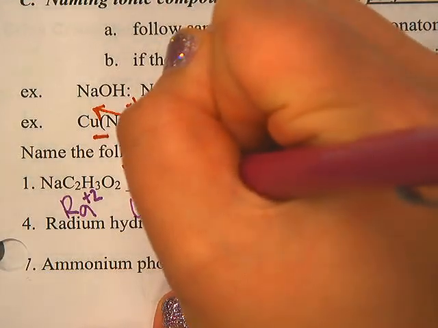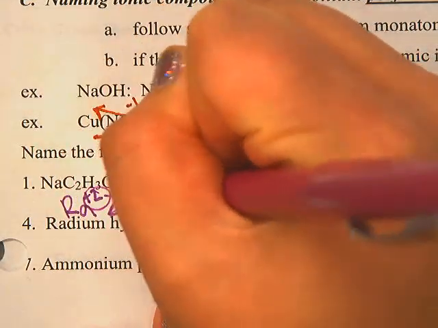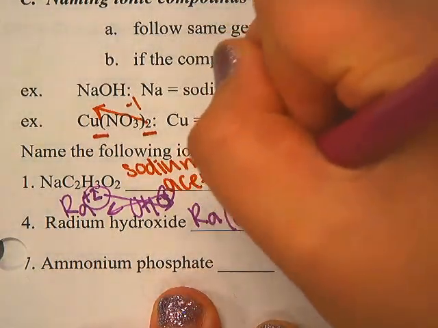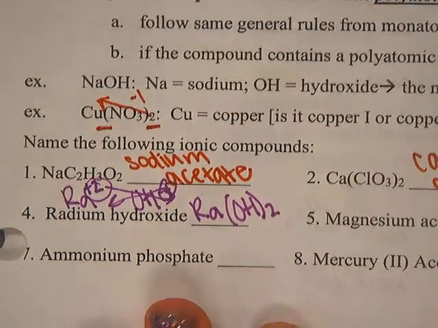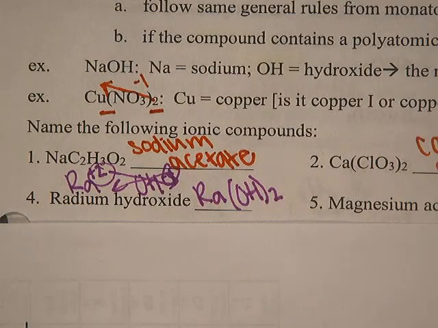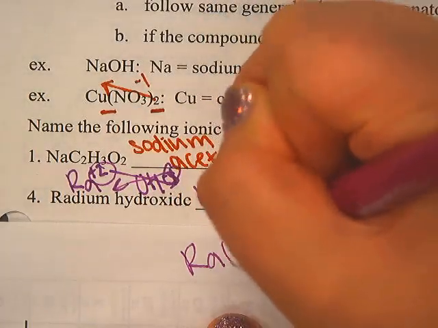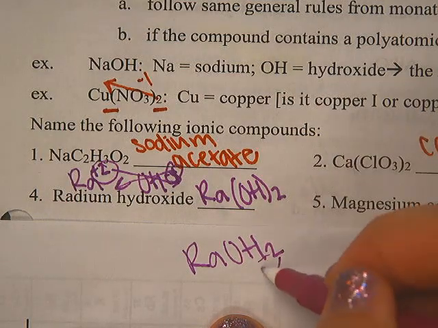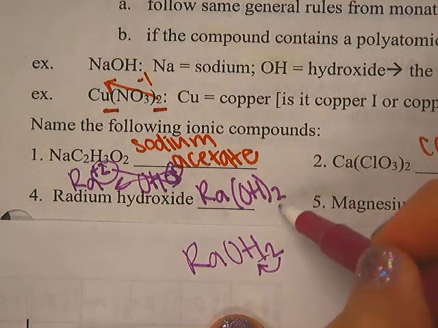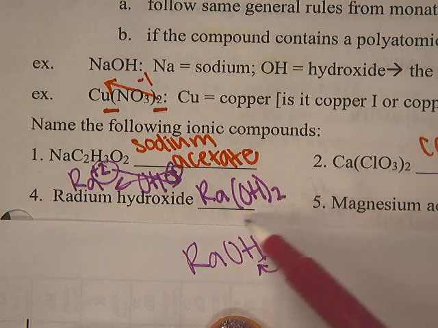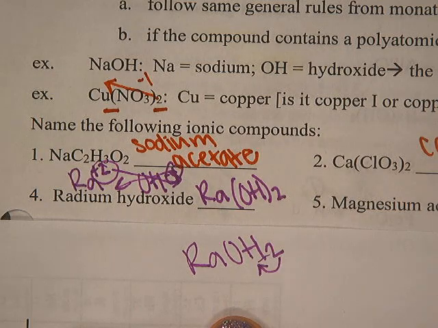So when you crisscross it, this tells me I need 1 radium and 2 hydroxides, so it would be Ra. And then it's still important that you put OH in parentheses and a 2 on the outside of the parentheses. If you just put Ra and then OH2, the difference is that this shows me that you have 2 hydrogen atoms and this shows me that you have 2 hydroxides. So when you crisscross it, you need to make sure that you put the entire polyatomic in parentheses so that the 2 applies to everything in those parentheses.